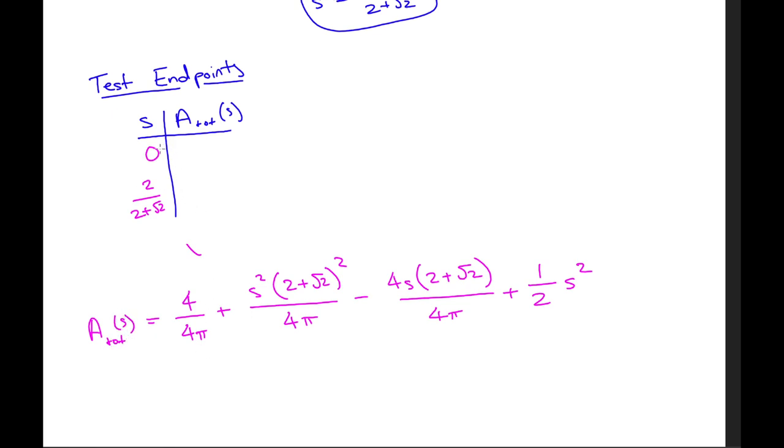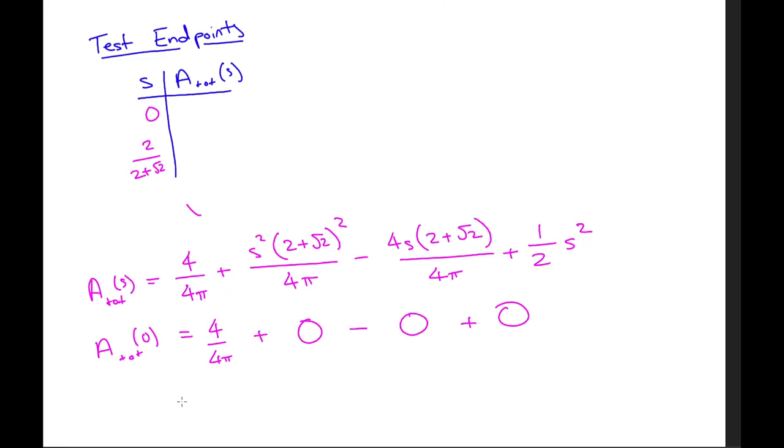Okay. So if I plug in 0 into this, then this thing is going to go to 0. So I'll have the 4 plus 4 pi, but this thing will go to 0. And this thing will also go to 0. That thing will also go to 0, because I'm plugging in 0 for all those s's. So I'm just left with 4 over 4 pi, which is just going to be the same thing as, the 4 is canceled, so we're left with 1 over pi.